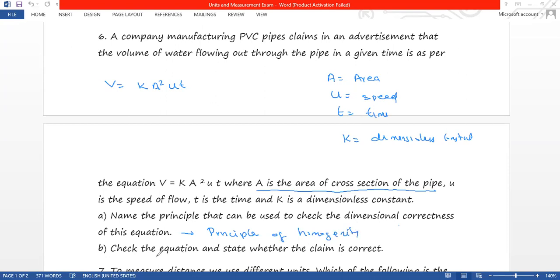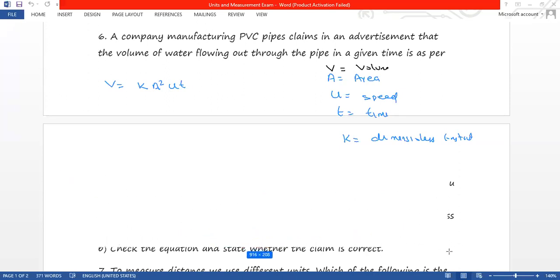The second question is, check the equation and state whether the claim is correct. What is the claim? This advertisement says that V, the volume of water flowing, is the same as K into A square into U into T. This is the claim in an advertisement. We need to check whether the statement is correct or not.